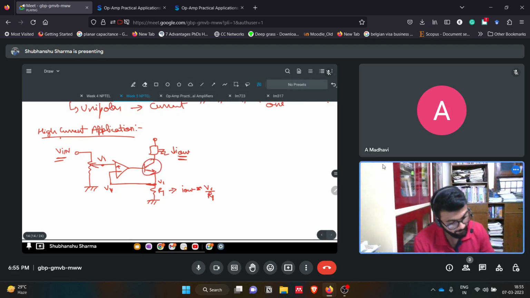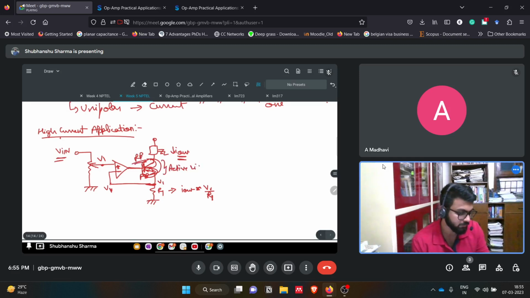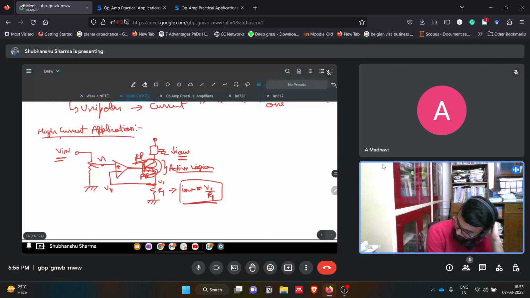So we can see that this op amp is driving this BJT into the active region, where this junction is forward biased and this junction is reverse biased. The BJT is in the active region, and based on that we get our I output equal to V1 by R1. This is how we can achieve high currents.